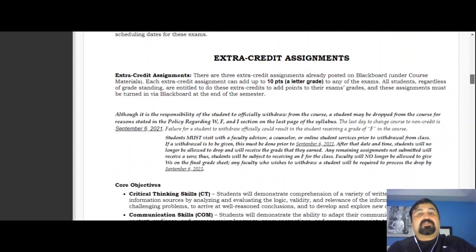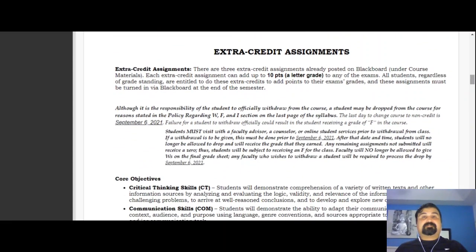Okay, there's also the possibility of extra credit assignments. There's a possibility for you to actually earn extra points. 10 extra points can be earned if you do one or more extra credit assignments. There are 3 extra credit assignments posted on Blackboard, and all the instructions are there. Even the articles that you have to read are there as well. You don't have to search for those anywhere. I've actually gathered the articles and posted them in a folder. There's extra credit assignment number 1, 2, and 3, and everything is there.